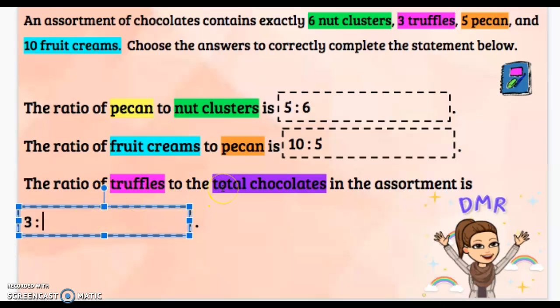Well, total means add. So I need to add. 6 plus 3, 6, 7, 8, 9. 9 plus 5, 9, 10, 11, 12, 13, 14. And then 14 plus 10, 14, 15, 16, 17, 18, 19, 20, 21, 22, 23, 24. I get 24. So my ratio would be 3 to 24.